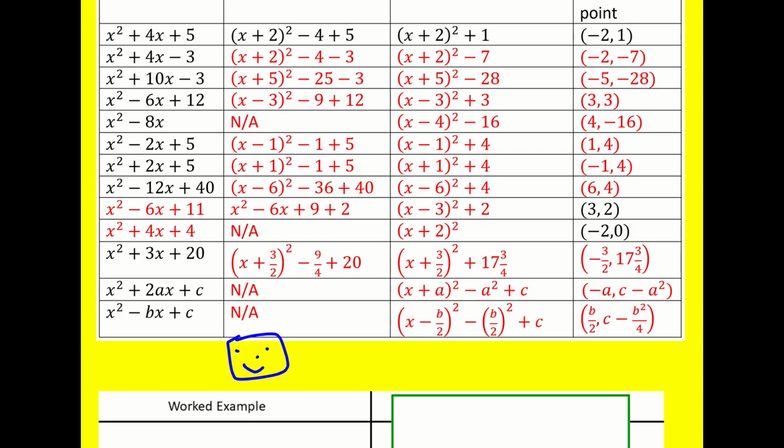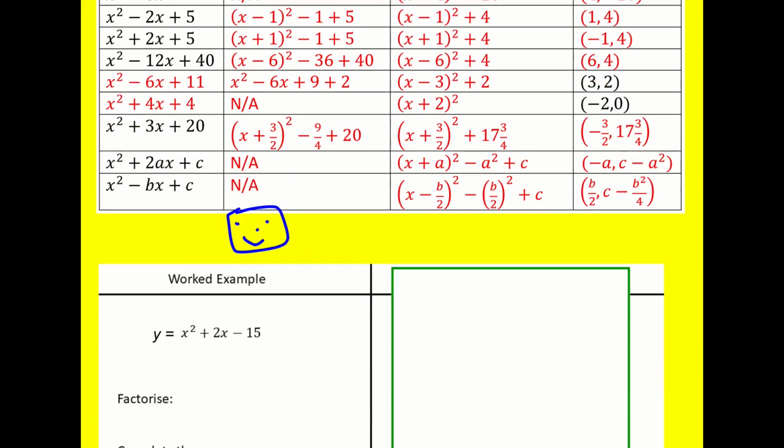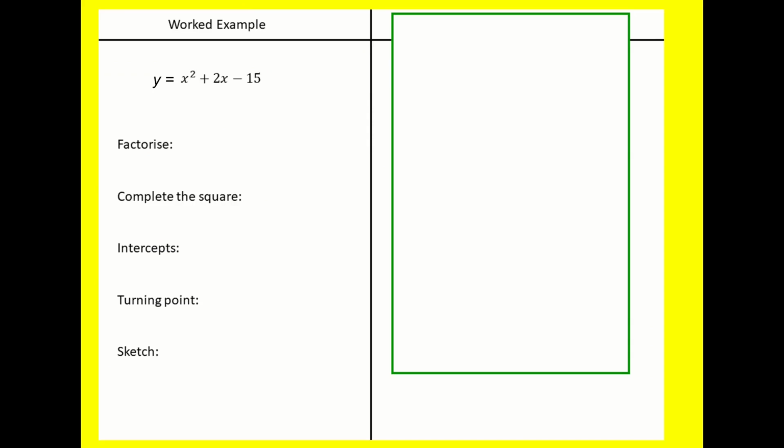We're not quite finished. We're going to bring a few things together now. So if I have a quadratic, we can now do lots of things. We can factorize, we can find the intercepts, we can find the turning point, and we can sketch it. So we're going to have a go at that now. If you're feeling confident already, pause the video, try this out. Otherwise, I'm going to go and talk through it.